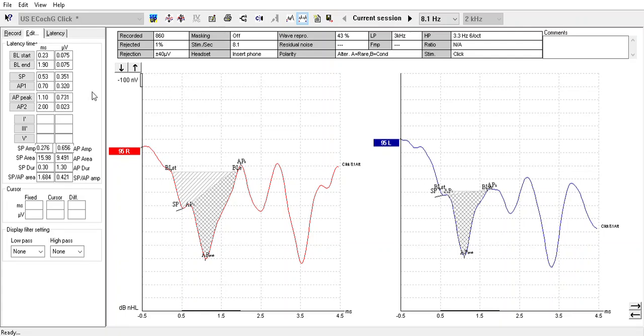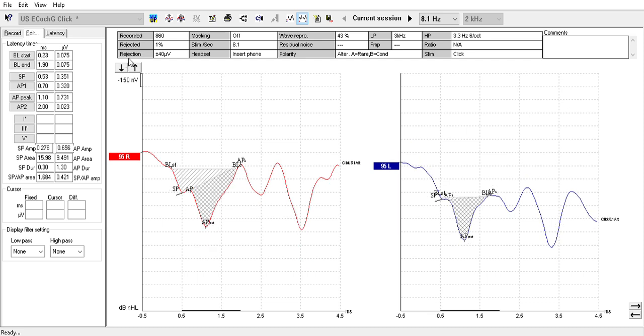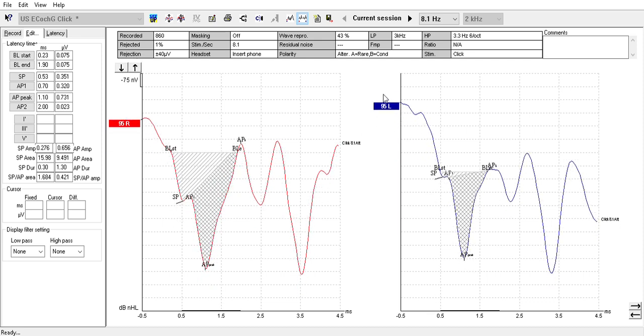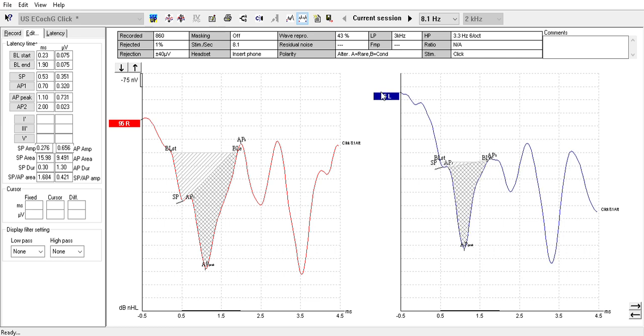Okay, now that we have everything labeled for our ECoG, I'm actually going to make it even a little bit bigger here just so we can see it a bit more clearly. You don't want to artificially inflate the amplitude of these, but we do want to make sure we're seeing everything correctly. So again, we've got our baseline here at the lowest point. This is a better latency. I like it to be a little further away from 0.5, whereas this one on the left side is right at about 0.5 milliseconds. We'll see our SP and then AP1, AP peak, and AP2.